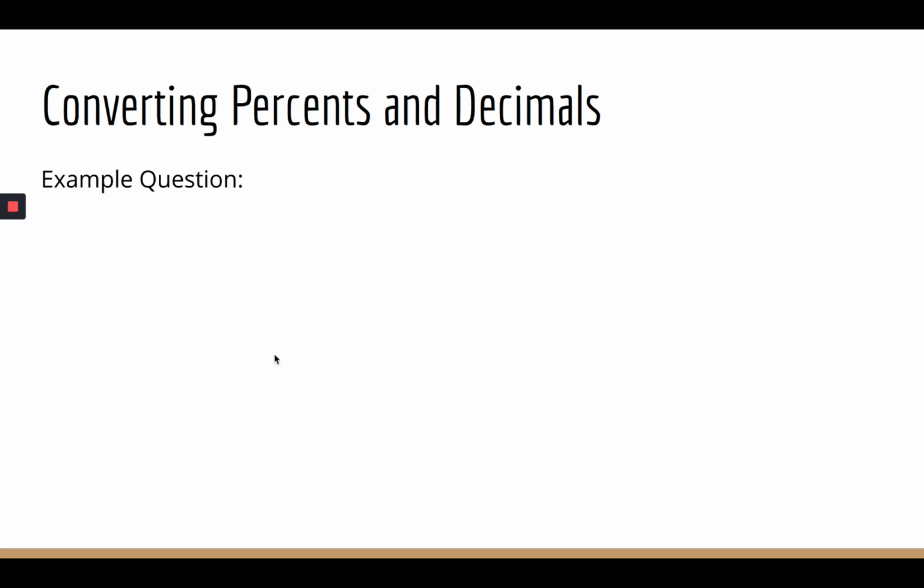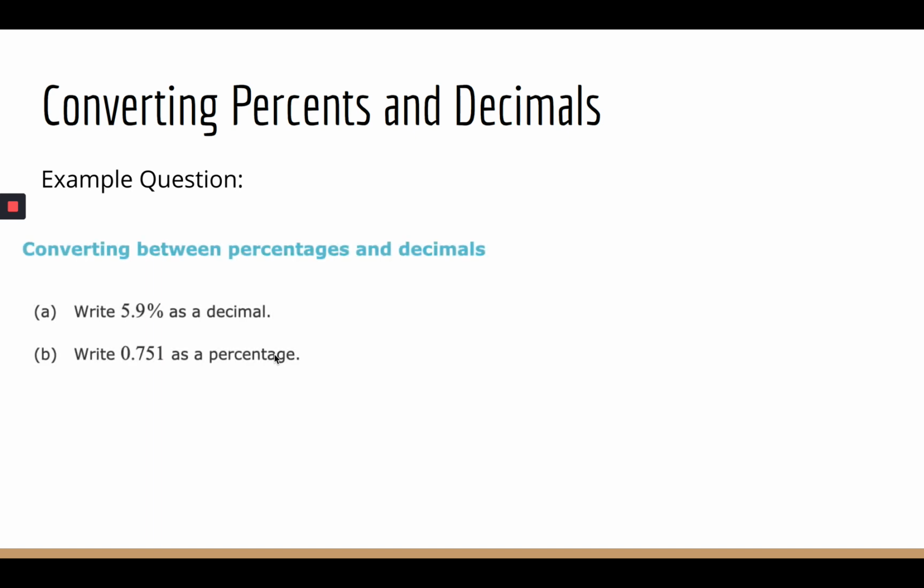Okay, what about converting percents and decimals? So again, this is review. Hopefully you got this by now. But you'll get a question or two that looks like this, converting between percents and decimals. Write 5.9% as a decimal, and write 0.751 as a percent. It's a two-part problem.